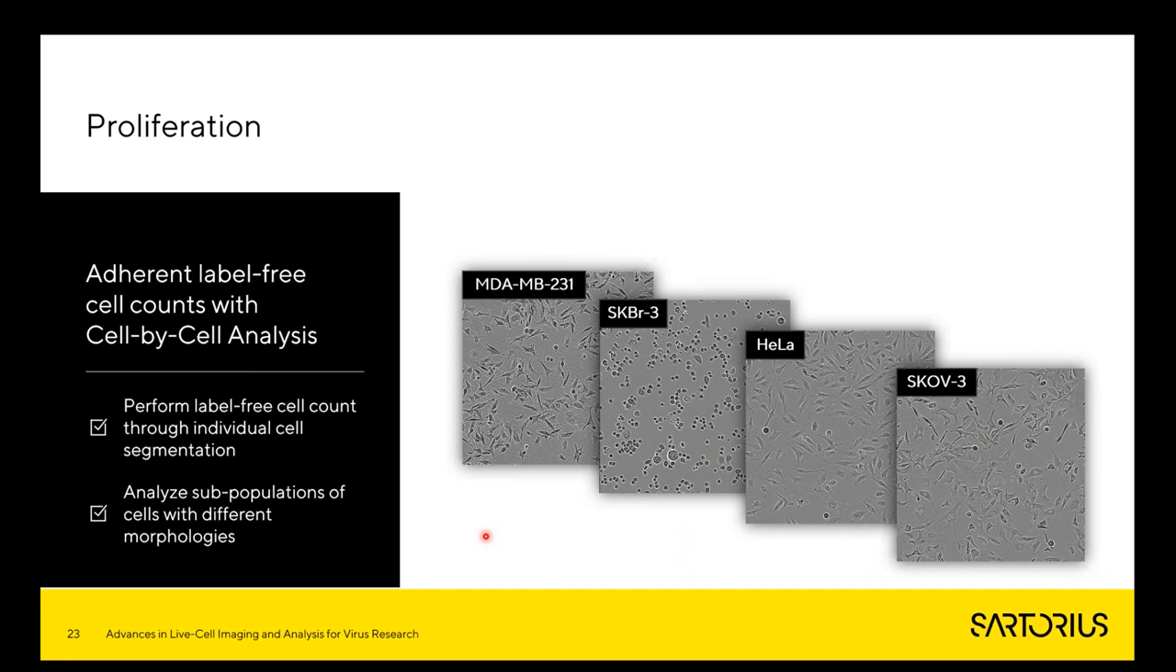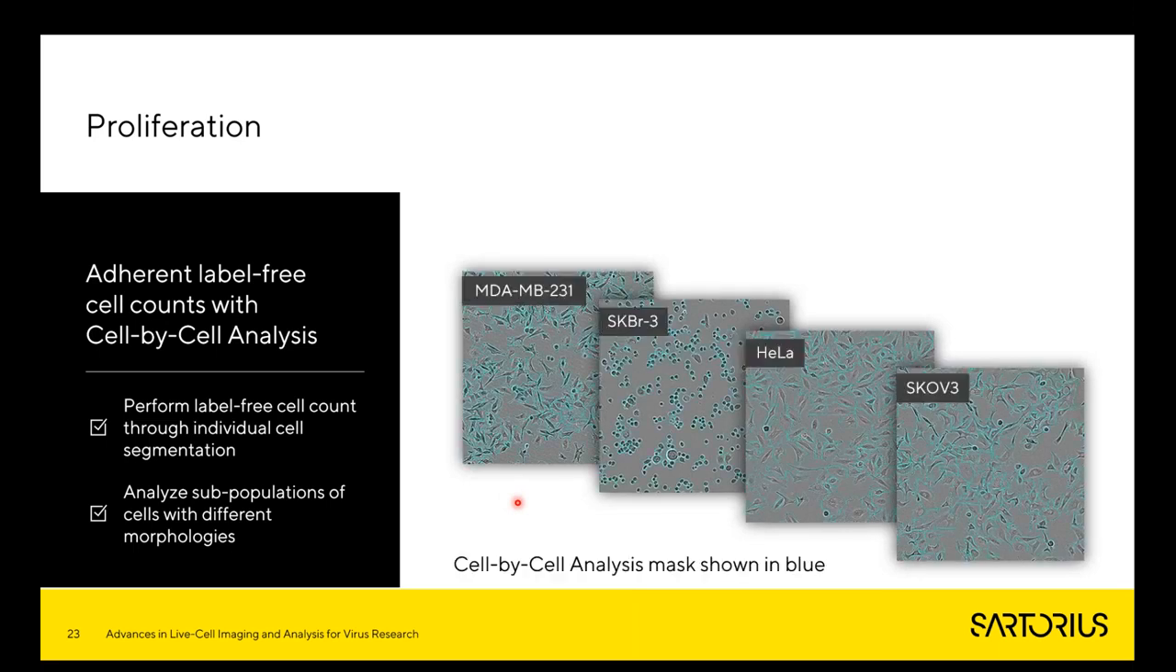Then another approach to measure proliferation is by utilizing the cell-by-cell module to perform label-free cell counts through individual cell segmentation. So here we're looking at four different HD phase images with cells having different types of morphologies. By utilizing the cell-by-cell module to perform the analysis, you can basically do individual cell segmentation. The analysis here is shown in blue. Upon segmentation, we can obtain not only the cell counts to assess proliferation, but we can also perform subpopulation analyses of these cells with different morphologies.